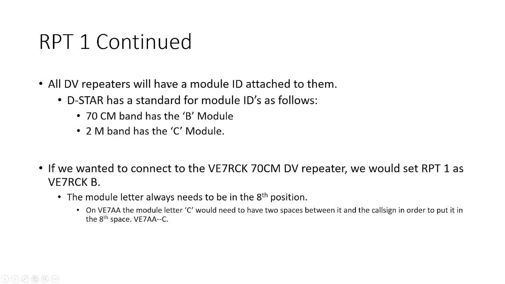So all DV repeaters will have what's called a module ID attached to them. D-STAR has a standard for module IDs as follows. The 70 centimeter band repeaters will use the B module, and the 2 meter band uses the C module. So if we wanted to connect to the VE7 RCK 70 centimeter DV repeater, we would set RPT1 as VE7 RCK space B. And like I noted earlier, the module letter always needs to be in the 8th position. And you can see that example down here, VE7AA space C in the 8th position.